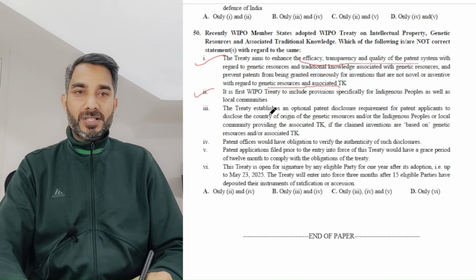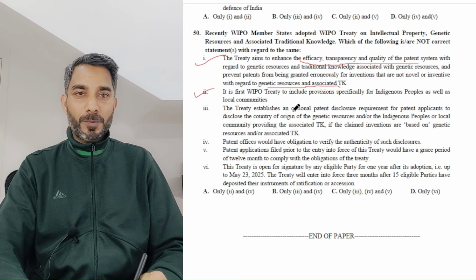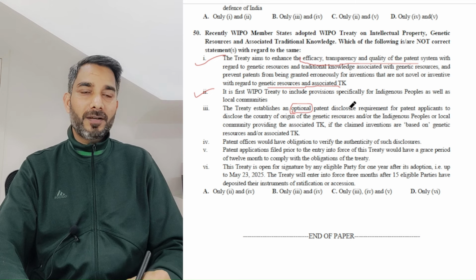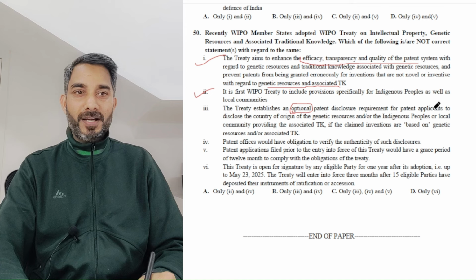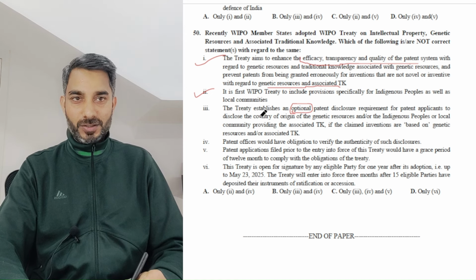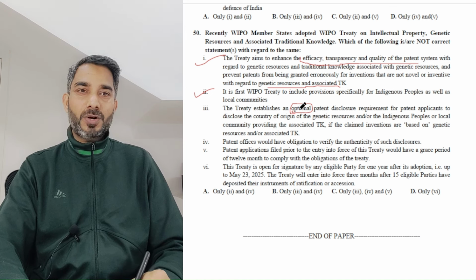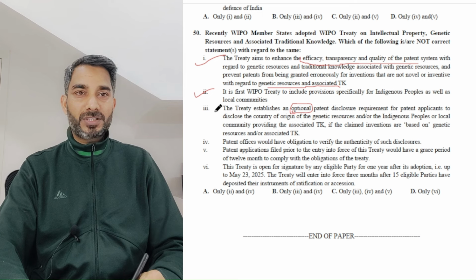So the treaty establishes an optional patent disclosure. Optional is the wrong word here. In fact, if you have a treaty, you are asking people to disclose where you got this knowledge from. So this is not optional actually. You have to. So this is wrong. Patent office would have an obligation to verify.